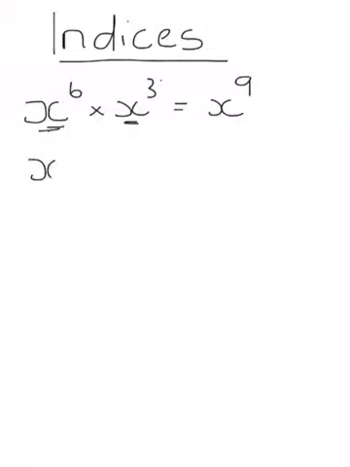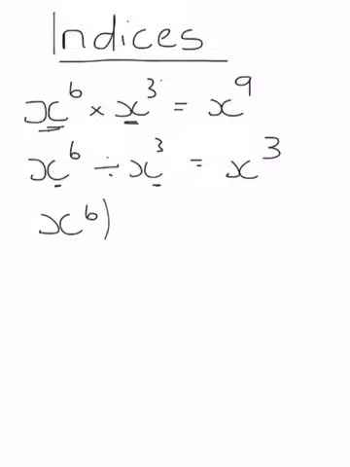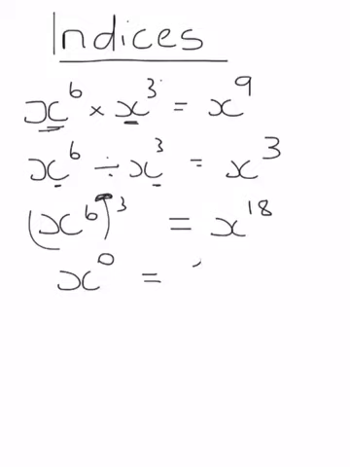If I have x to the 6 divided by x to the 3, these two are the same, so I keep the x, and this time I subtract the numbers, so 6 minus 3, which is 3. If I want to raise x to the 6 to the power of 3, that's x to the 6 times x to the 6 times x to the 6. A shortcut is to have x to the, and I times those two together, so it's going to be x to the 18. Another rule is if I've got x to the 0, anything to the power 0 is always 1.